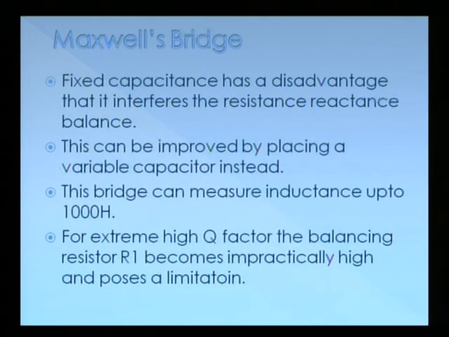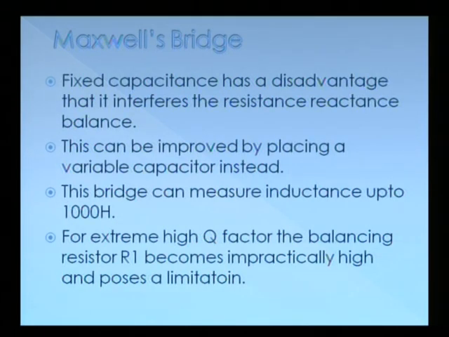Maxwell's bridge, basically used for measurement of inductors, has a fixed capacitor in the first arm. Now this fixed capacitor has some disadvantage because it interferes in the resistance and reactance balance. You cannot balance it beyond a certain limit, and this can be improved by placing a variable capacitor instead of the fixed one. This bridge can measure an inductance up to 1000 Henry. So that is normally a practical limit.